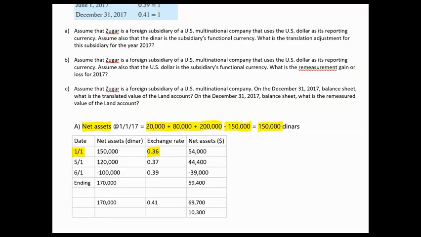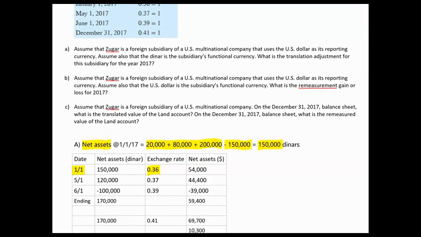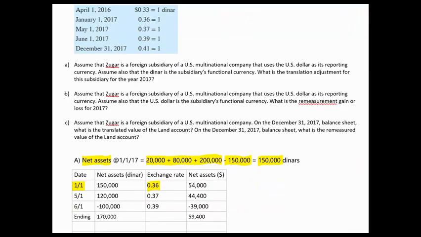Alright, so let's see whether any transactions happened during 2017. The first transaction is that on May 1st, the foreign subsidiary renders service to a customer for 120,000 dinar. So the journal entry here is to debit accounts receivable and credit sales. That's going to increase the company's accounts receivable by 120,000. Don't worry about the sales, and we're going to translate that to US dollars. That equals $44,400. That's the amount of change in the net assets.